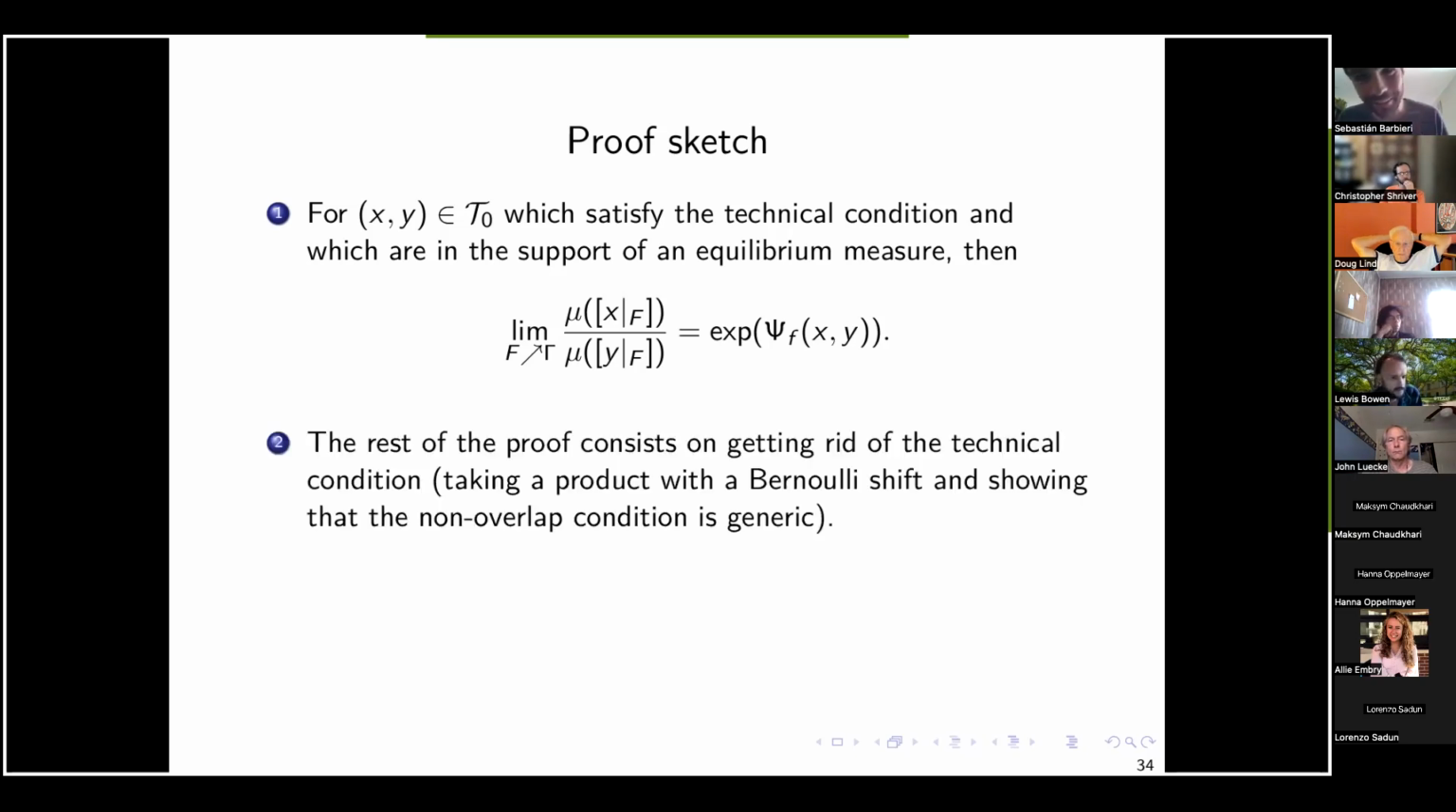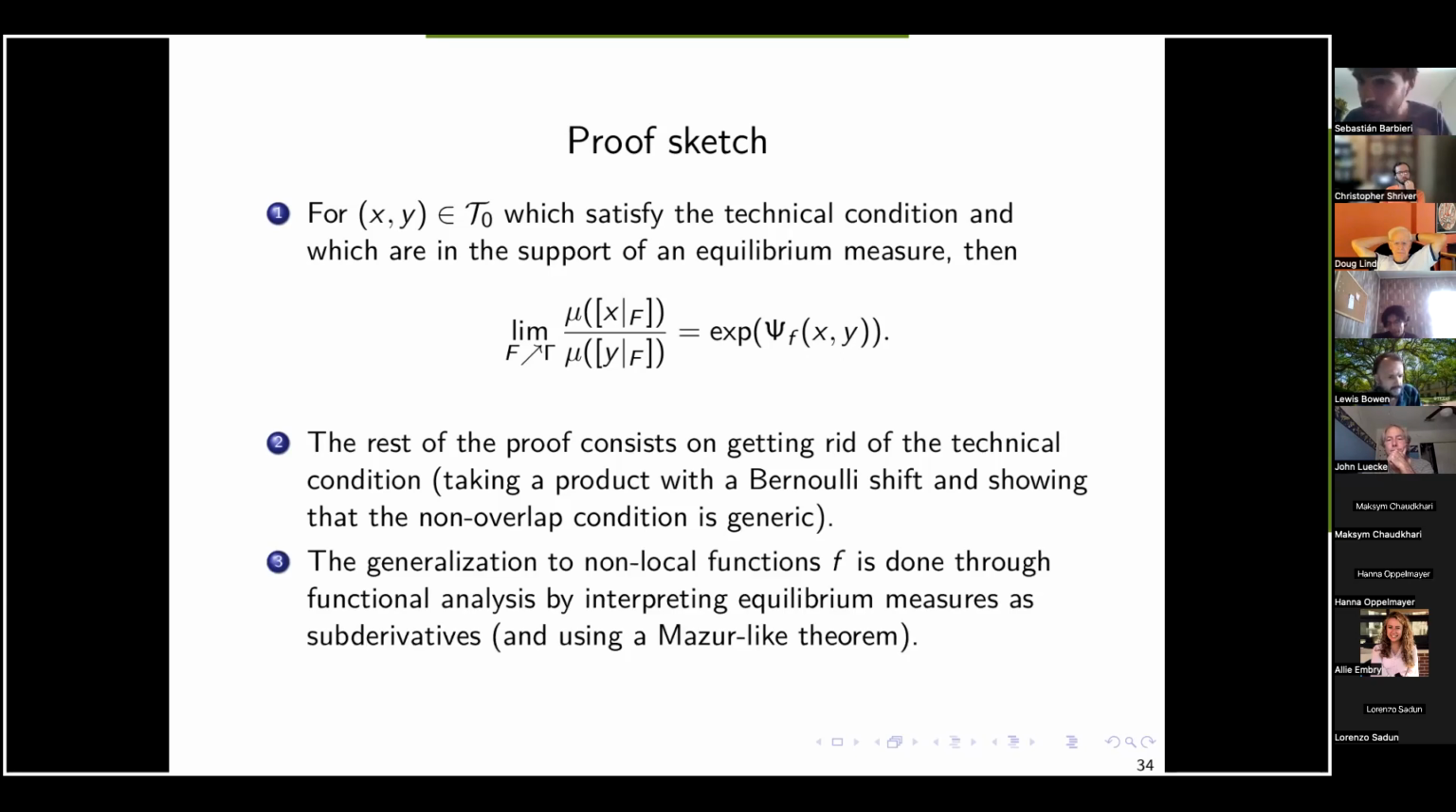What is really hard afterwards is getting rid of the technical condition. So this uses some somewhat standard techniques. Essentially what we do is we take the product with a Bernoulli shift and we show that the non-overlap condition is generic on a Bernoulli shift. So that involves a lot of Borel-Cantelli and computing stuff. All right, but that's just technical. Essentially, that's the core of the proof for local functions.